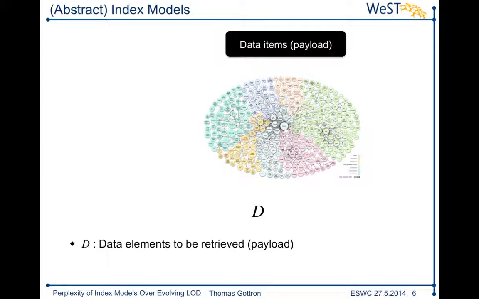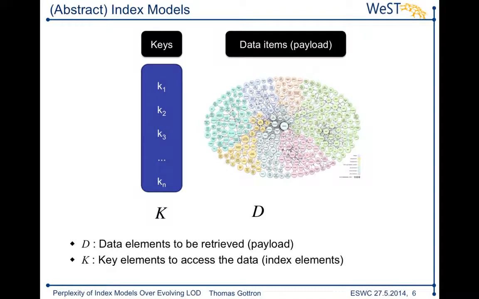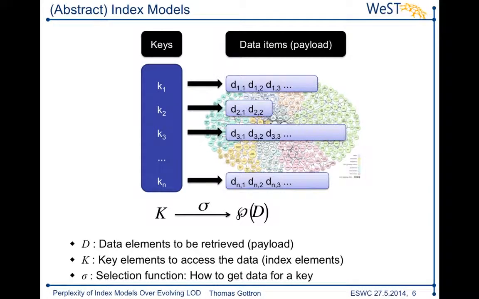Beyond the data items, I need in my index a set of keys. So these are structures or information which I'm using to actually retrieve data items from the index. And for that retrieval, I finally need the last ingredient, and that is the selection function, which for a specific key tells me which data items have been associated with that.